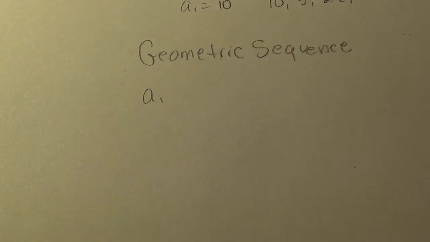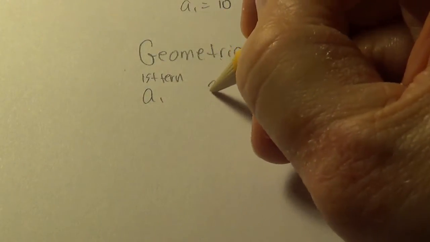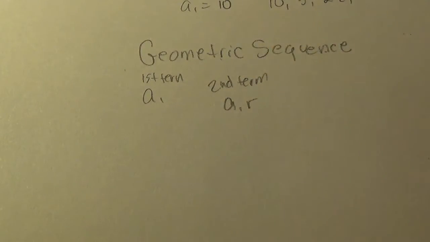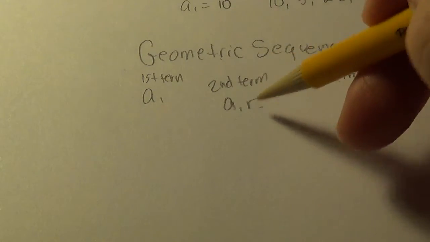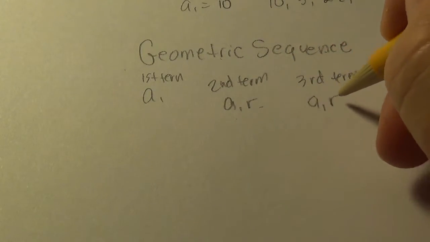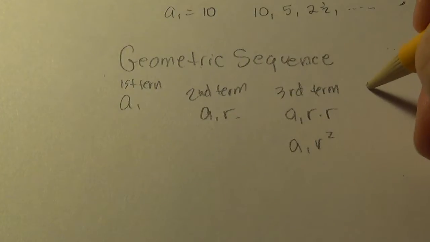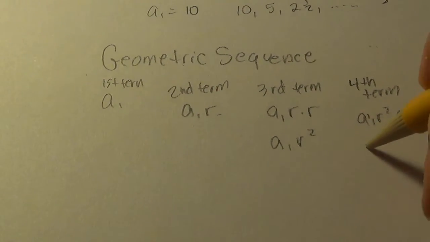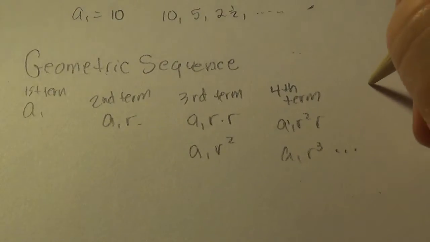As you can see, theoretically, the first term is a sub 1. The second term is a sub 1 times R, the common ratio. The third term is the second term times R, so we have a sub 1 times R times R. So that's a sub 1 times R squared. And the fourth term is a sub 1 r squared times r, so we get a sub 1 r cubed and so on. So what would the nth term look like?